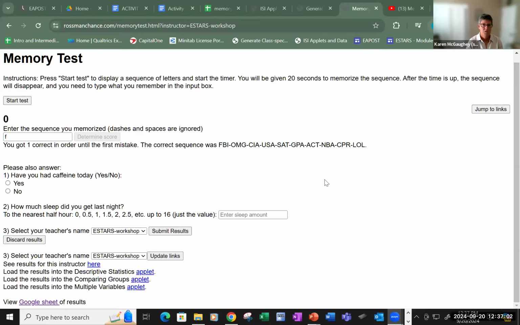And so if you come here, can you all see the web page from my screen? Okay, so you'll see at the bottom of the page there are some links, and if you follow these links, our data will load into these particular applets. And so I'm going to go to the multiple variables applet.